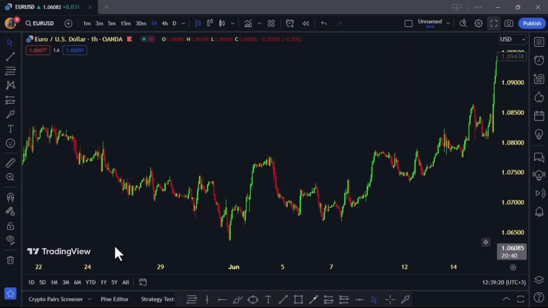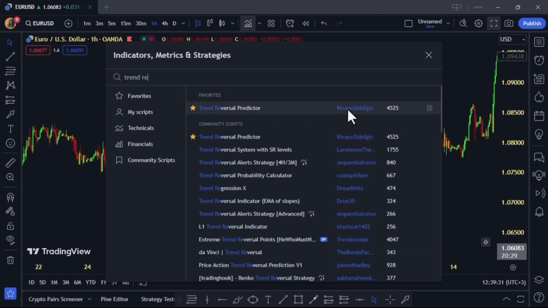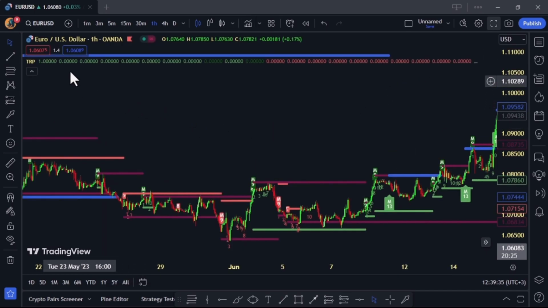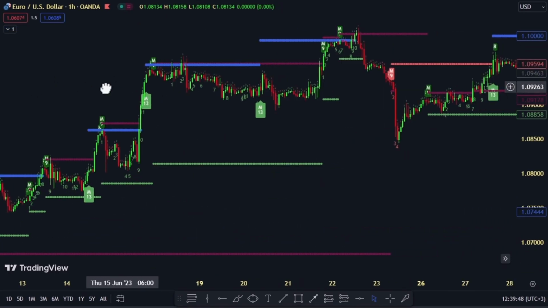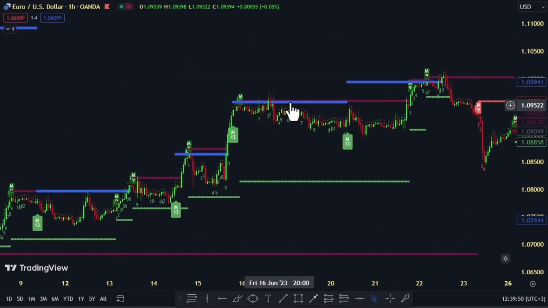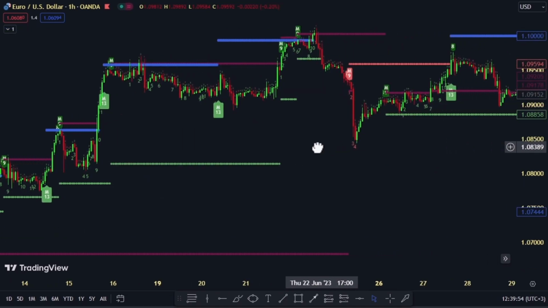Now, let's get down to business. Open up a fresh chart on TradingView and head over to the Indicators tab. Look for Trend Reversal Predictor by this amazing scripter, thanks to him or her, by the way. Once you find it, slap that bad boy on your chart. Your screen should light up with something like magic, right? Now, we don't want you to miss any crucial details, so pay close attention as we tweak the settings.